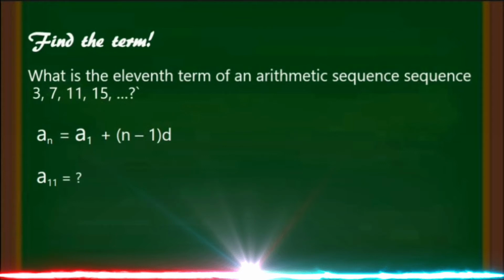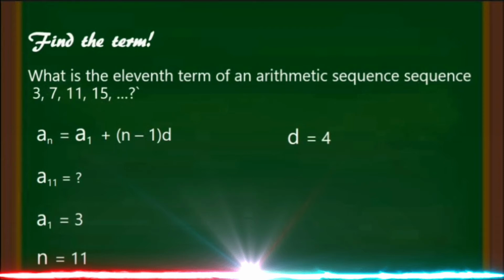Our a sub 11 is unknown, so we need to compute a sub 11, or the 11th term. A sub 1 is equal to 3. Then n is equal to 11. Why is it that our n is 11? Yes, very good. Because we are required to solve the 11th term, so the position of the term is 11. Then the common difference is 4.